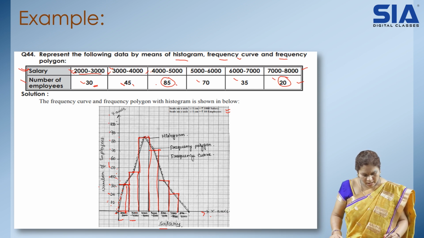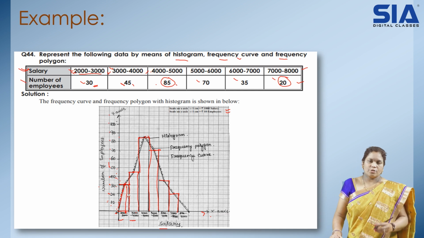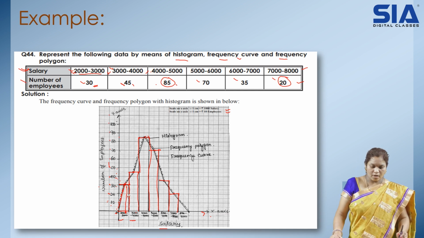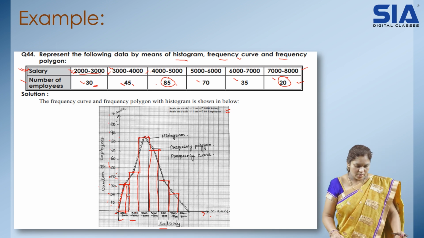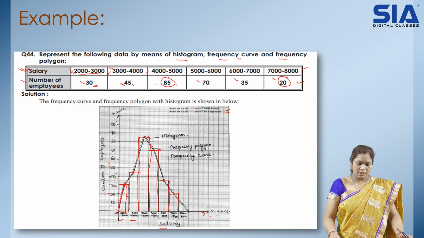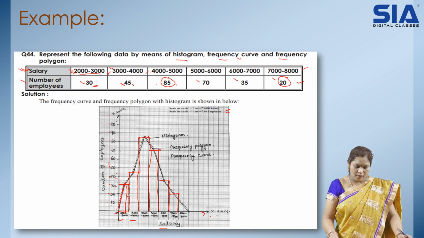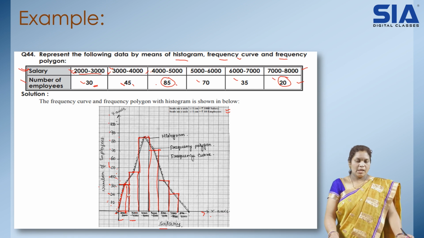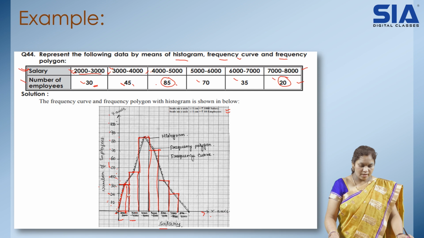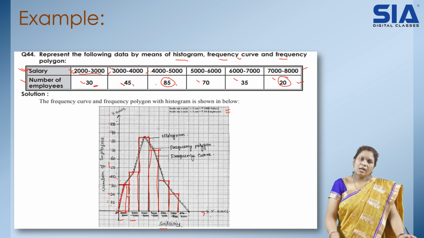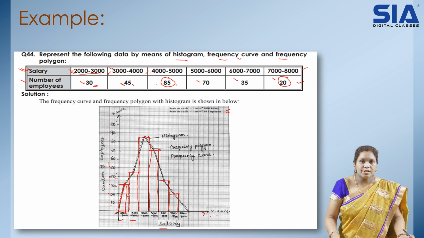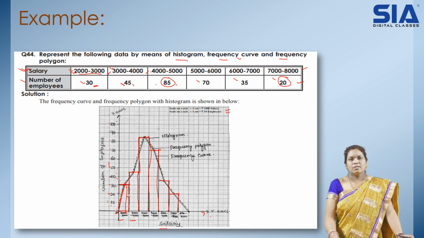For the frequency polygon, use a scale and draw straight lines between the midpoints. Make sure a little gap is there between the curve and the polygon so that we can identify both. In this way we obtain the frequency curve and frequency polygon after drawing the histogram. So all three points are covered here: drawing the histogram, with the frequency polygon and frequency curve also. Hope you have understood this video. See you all in the next session. Thank you.